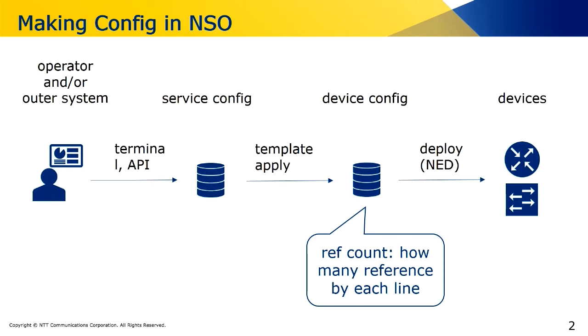In device config storage, ref count is a counter, which is how many service configs depend on each device config. The counter is an important concept in my trial. NSO increases or decreases this count when translating service config to device config. And using this count, NSO determines whether the setting should currently be in place or not. I'll mention this ref count later.